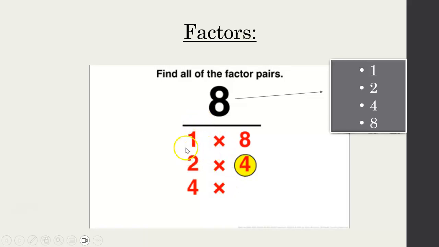So how many factor pairs are there? Well, there's 1 times 8, 2 times 4. Well, 4 times 2, that's pretty much the same thing as 2 times 4. And there's 8 times 1, but that's the same thing as 1 times 8. So really, there's 2 pairs. There's 1 times 8, 2 times 4. That's it. Now, that's factor pairs. If we're talking about factors, that's all the numbers that are involved in the pairs. So there's 1, 2, 4, 8. Those are factors of 8.